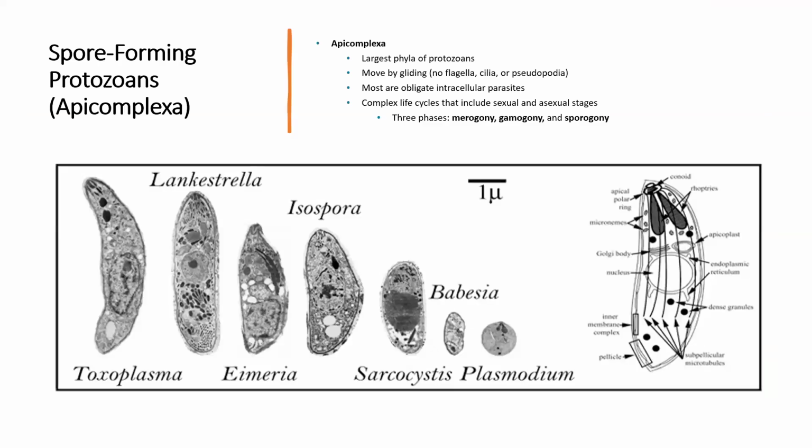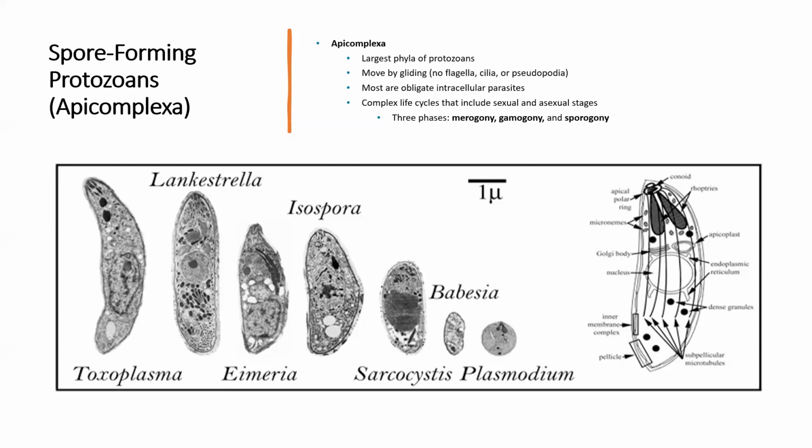Then we've got our spore formers. This is a big group of protozoans. They're going to move primarily just by gliding in the environment. They don't have any of these specialized moving pieces, right? No flagella, no cilia, no pseudopods. And most that we're aware of, at least the ones that are studied, are obligate intracellular parasites. They usually have very complex sexual and asexual stages.